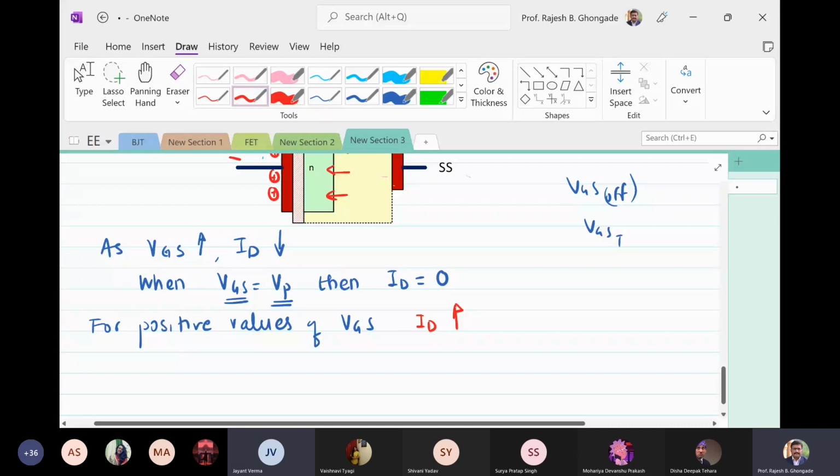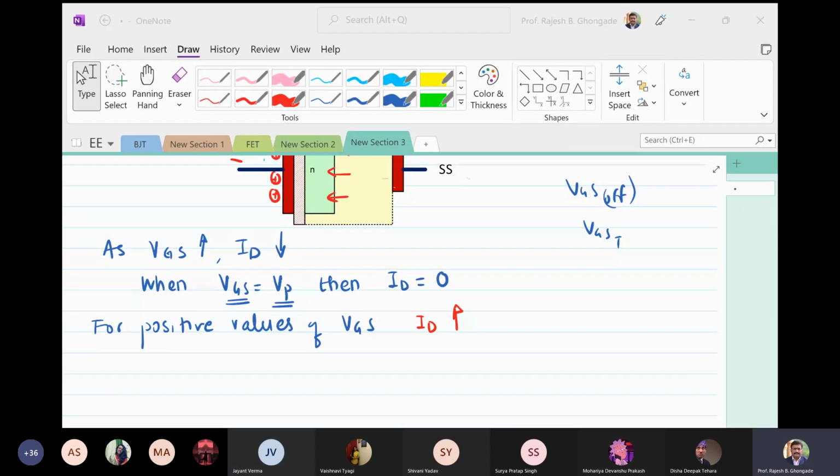Let us see the characteristics, then things will be easier for you to understand. So this is the basic working operation, or basic working principle of your MOSFET.